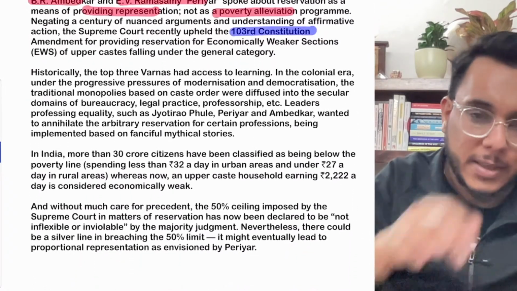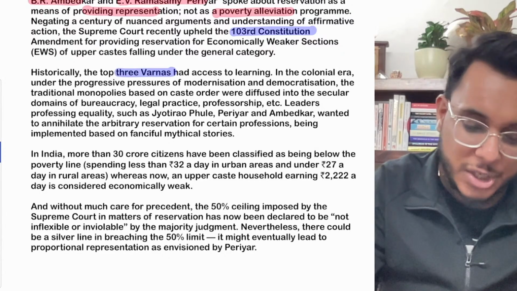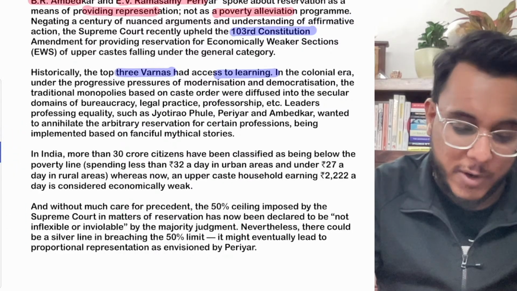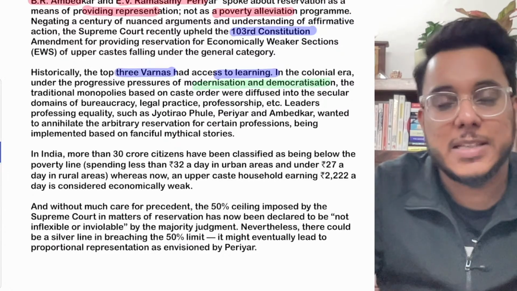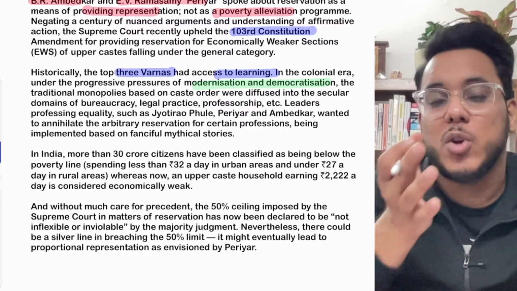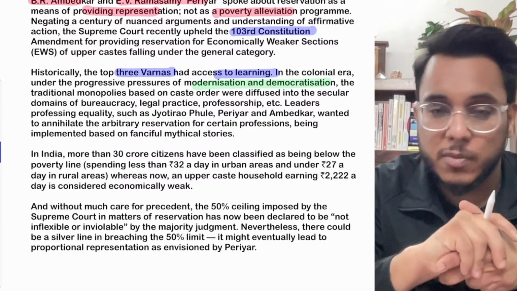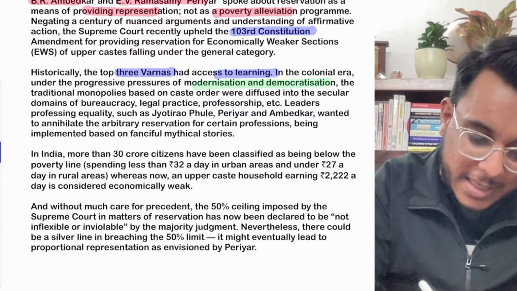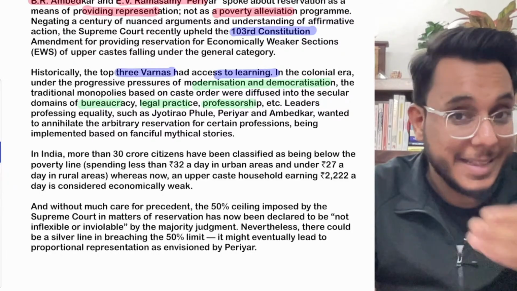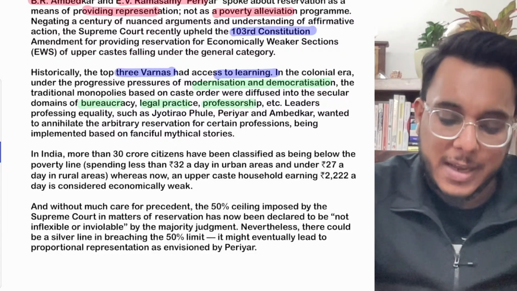Now understand this particular thing. Historically, the three varnas, the Brahmins, the Kshatriyas and the Vaishyas, had access to all the learning. In the colonial era also, when the Britishers came, what happened? The modernization and democratization came. But with that, the traditional monopolies, earlier they had a monopoly in trade, rituals, they had the most powerful positions. But with the coming of the Britishers, the bureaucracy, legal practice, professorship, the professions became more important. And there also, who got the advantage? The three varnas, because they were the people who always learned, who always got educated.